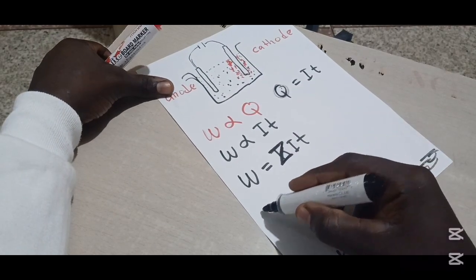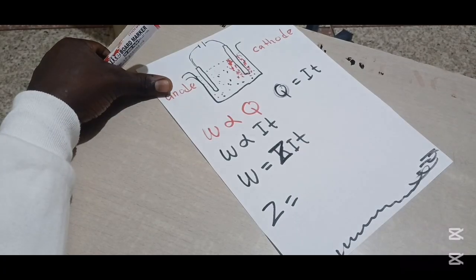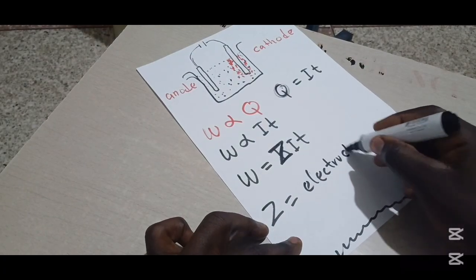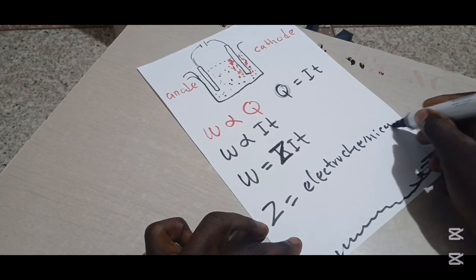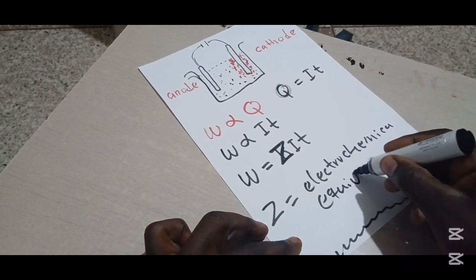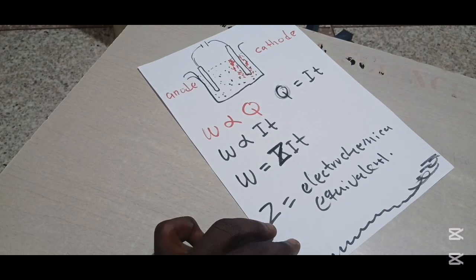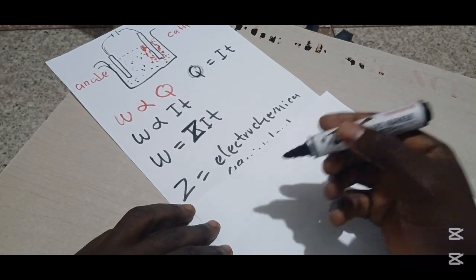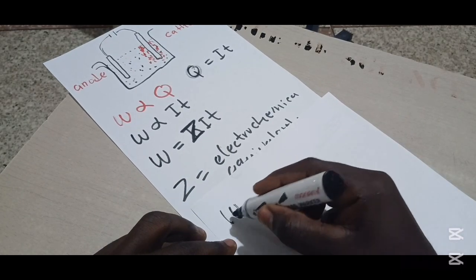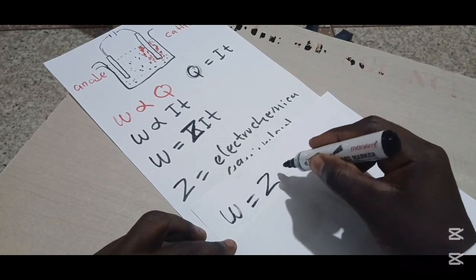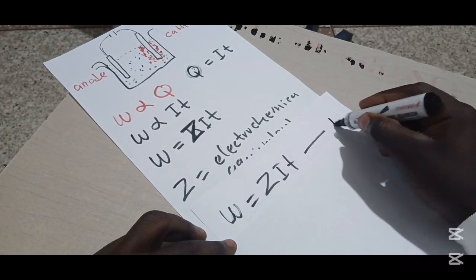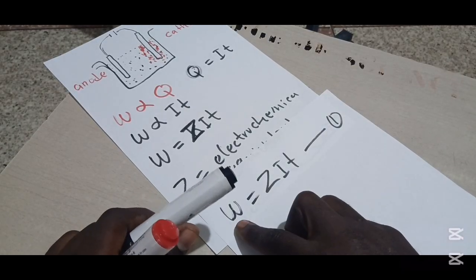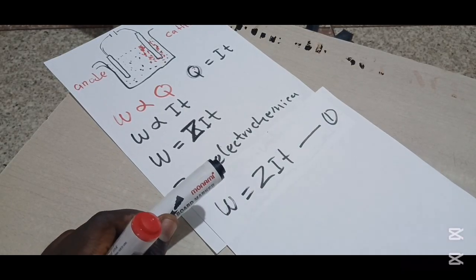So what is our Z? Our Z is the electrochemical equivalent. So now let's name this formula as formula 1: W equals ZIT. We name it as our equation 1. Mind you, W is the mass of the sample deposited at the cathode.